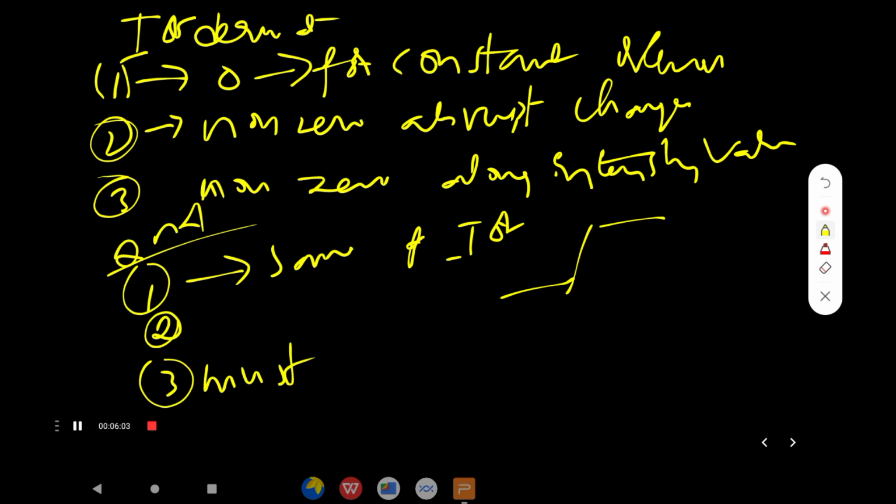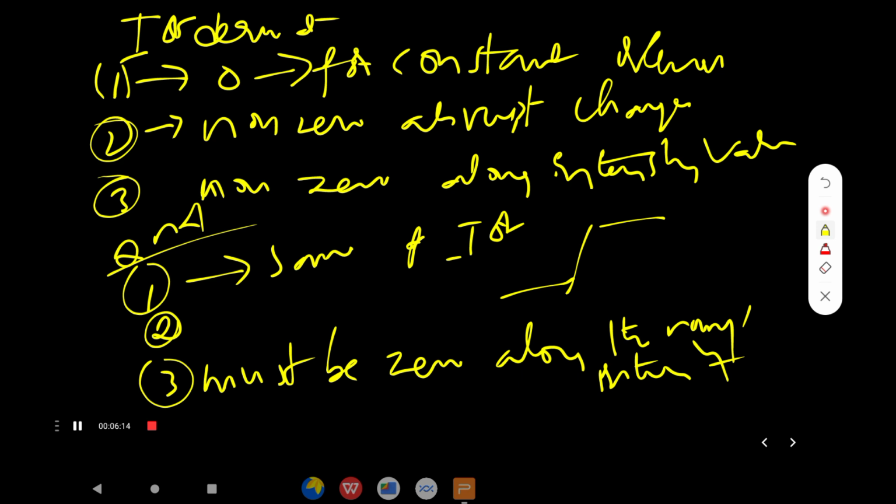Must be zero along the ramp intensity. These are the three approximations for the first derivative as well as the second derivative. So let us move on to the next one.